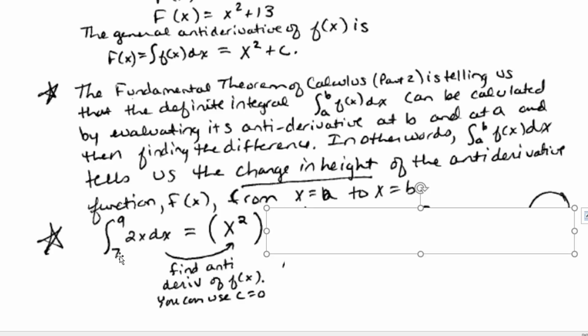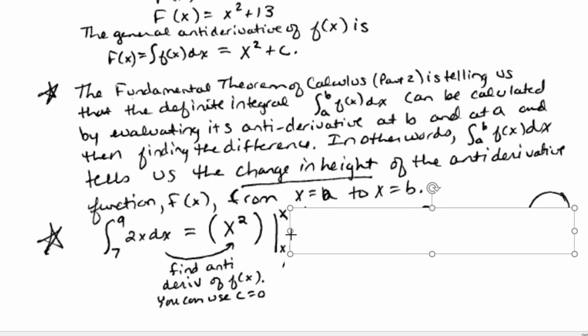When we evaluate it at 7, and then we evaluate it at 9, and then we subtract, we would be subtracting c minus c, and it would cancel. So in general, when you do this first step and find the antiderivative, you can just let c equal 0, because it's going to cancel when we do the subtraction anyway. So I found the general antiderivative, but then I let c equal 0. So the antiderivative I'm going to work with is x squared.